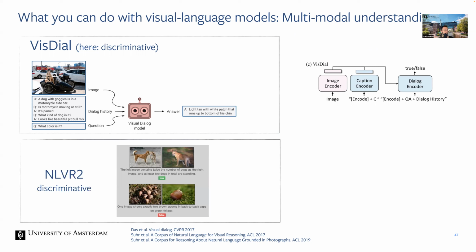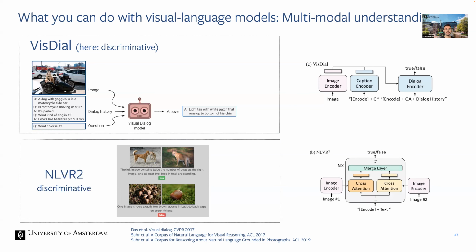There's another task which requires multimodal understanding called NLVR2. For example, where you have these two images of dogs, where it says the left image contains twice the number of dogs as the right image, and at least 2 dogs in total are standing. So it's about comparing 2 images, and you really need to understand something, in quotation marks. And what they do here is they train cross-attention layers. So in this case, they do fine-tuning to be able to solve this task.